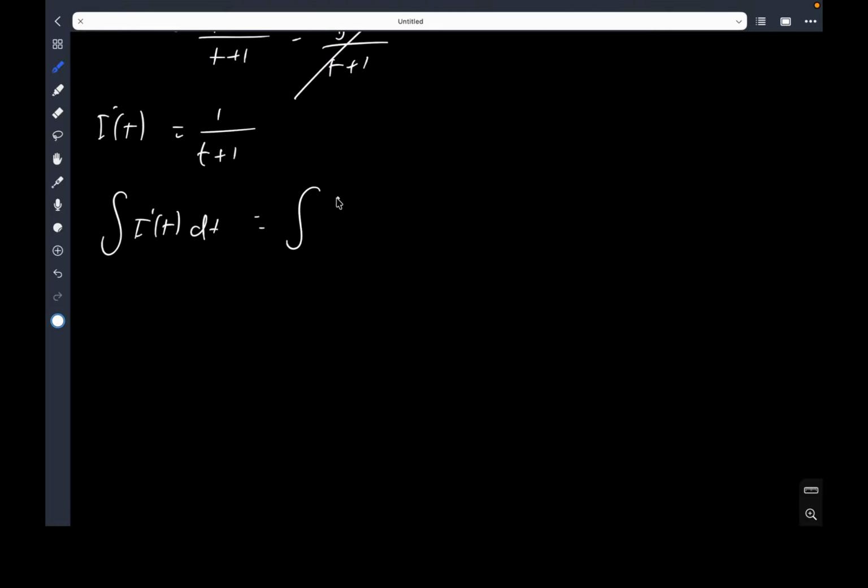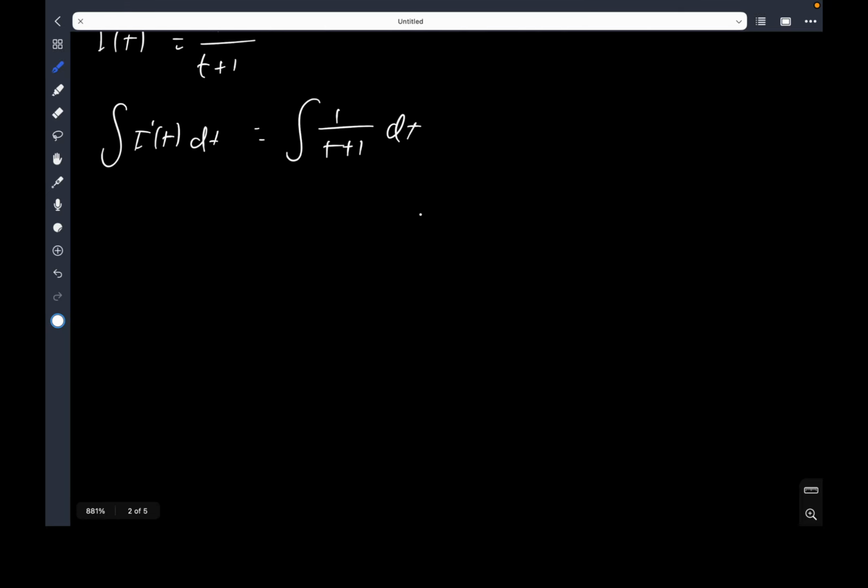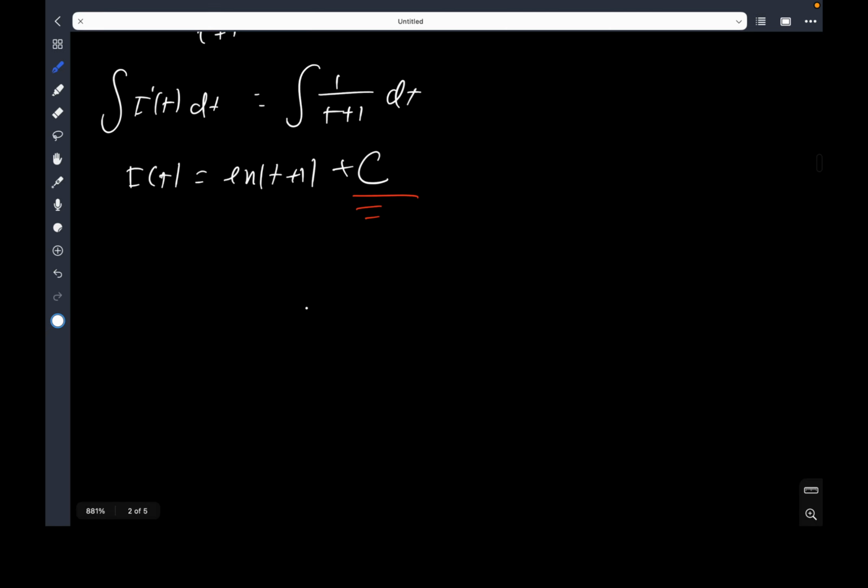I prime of t. Now that I've changed the form of this integral, I can integrate all over it once again with respect to t to obtain my I of t. So this is going to become I of t, and this is going to become natural log of t plus 1 plus some constant of integration. And this constant of integration is very important here, because our whole answer depends on what this constant of integration is. So how should we find this constant of integration?